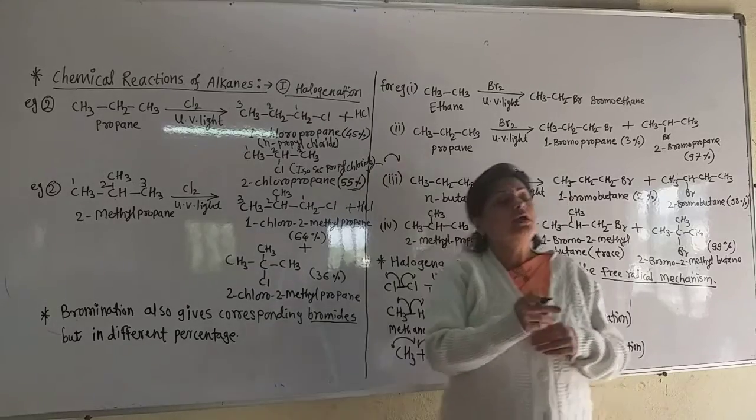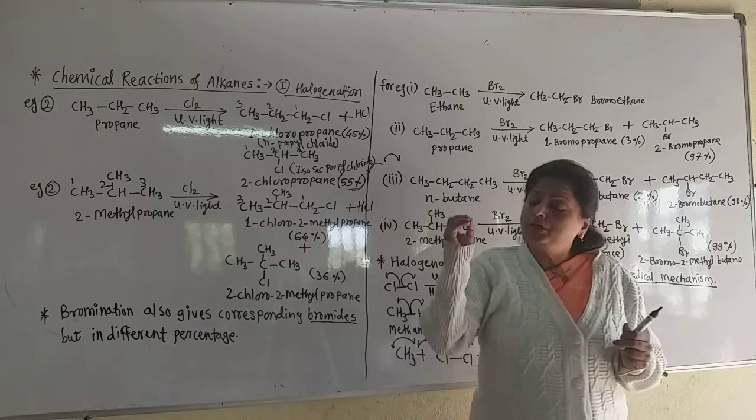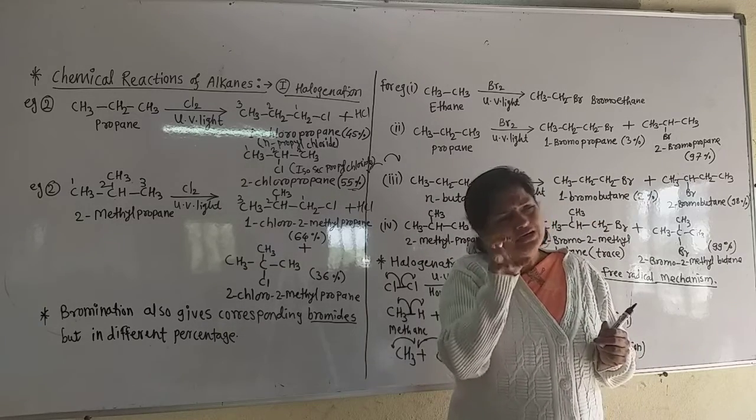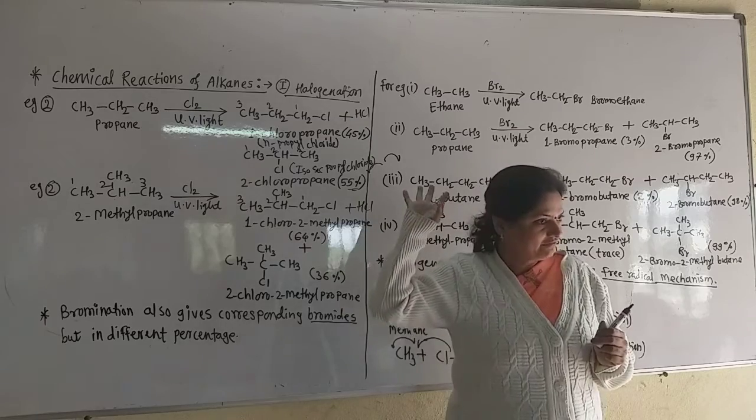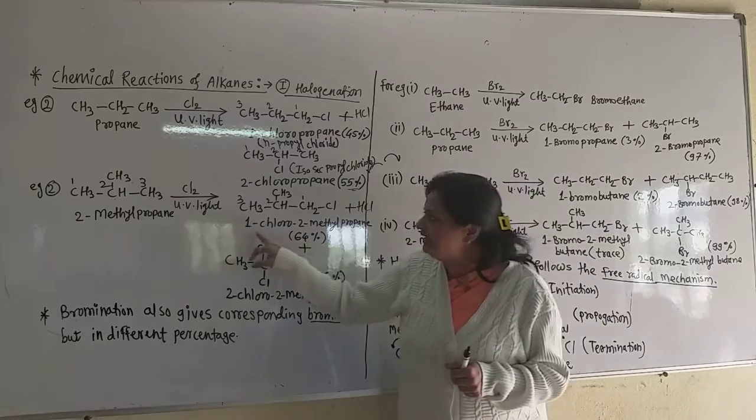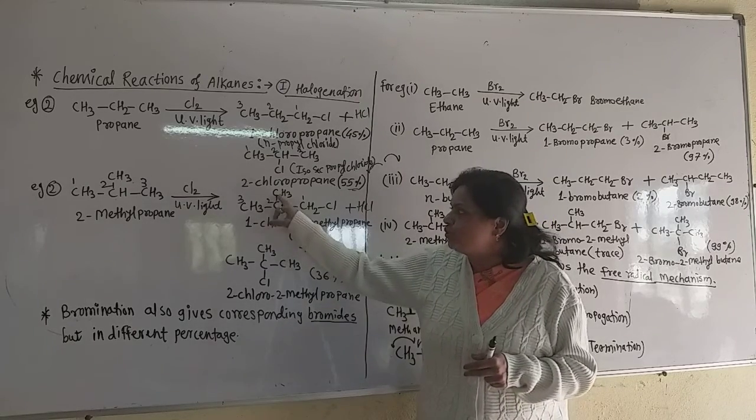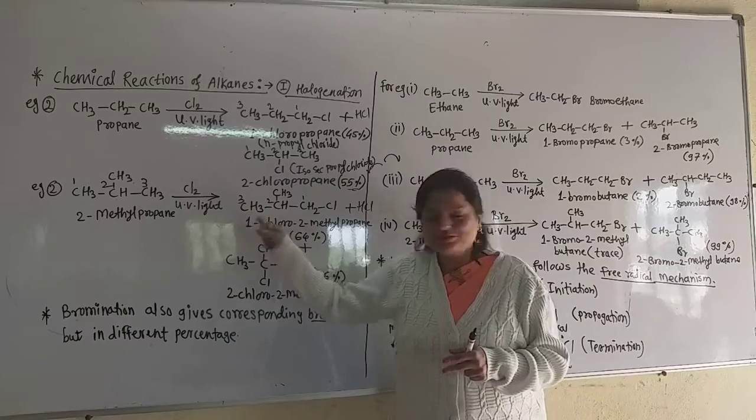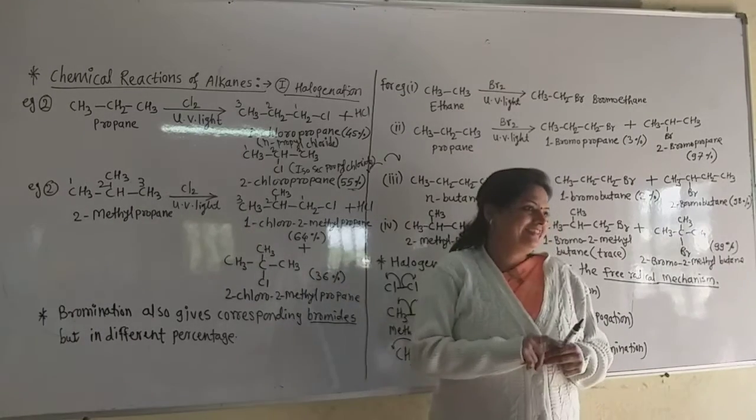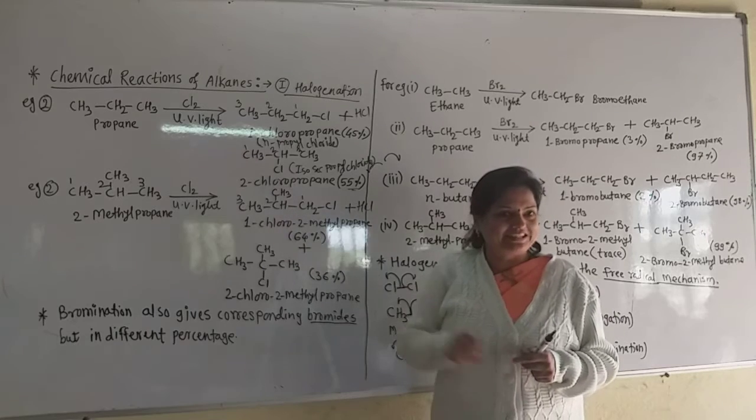First give the name of the halogen and then the alkane group. But while writing down the name, only write chloro, bromo, iodo, not the word chlorine. So I write here only 1-chloro, 2-methyl, and in the chain there are 3 carbons, so propane. This is the correct IUPAC name of this compound, remember that.